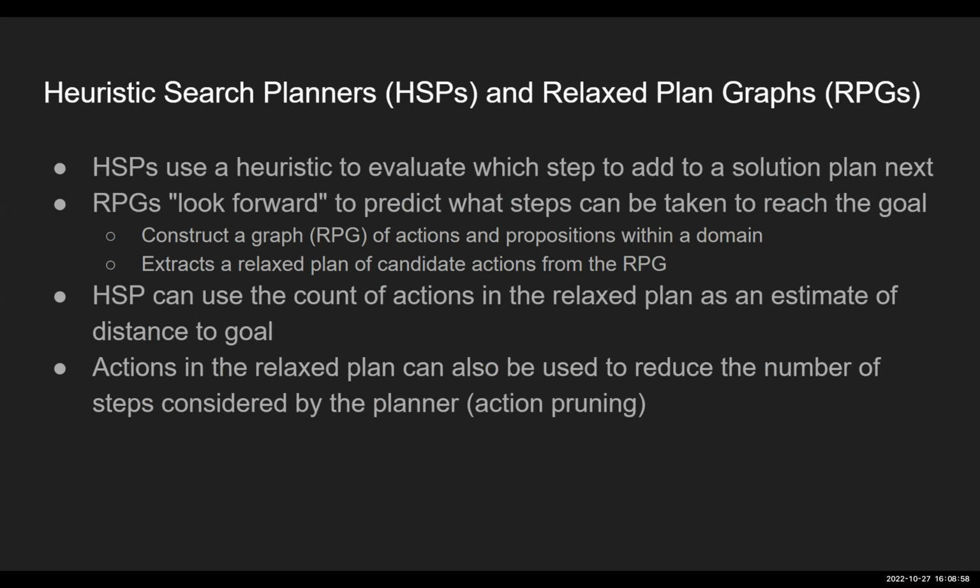Really quick, some of you are already going to know this, but heuristic search planners and relaxed plan graphs, because I'm going to be talking about them. Heuristic search planners use a heuristic to evaluate which step to add to a solution plan next. It's just going to build a solution plan for a problem. The heuristic guides them there. A relaxed plan graph is a method that you might use in a heuristic in order to kind of look forward to predict what steps would be taken in order to reach the goal. The heuristic search planner can then use the number of actions that are in that relaxed plan in order to estimate the distance to the goal.